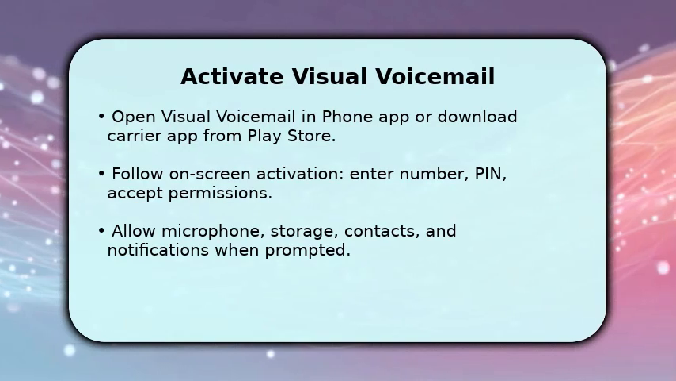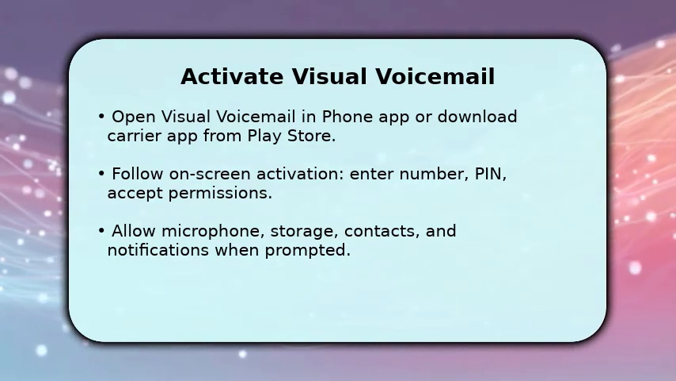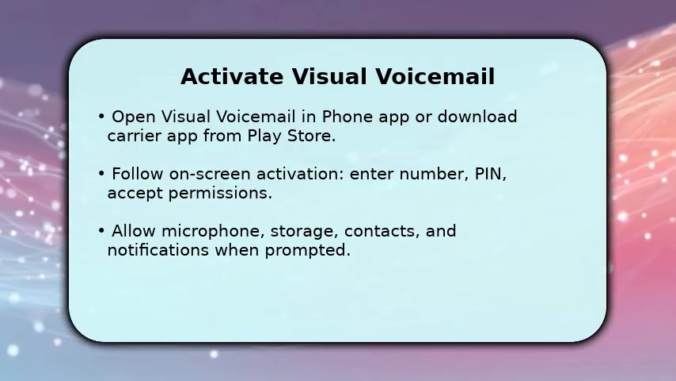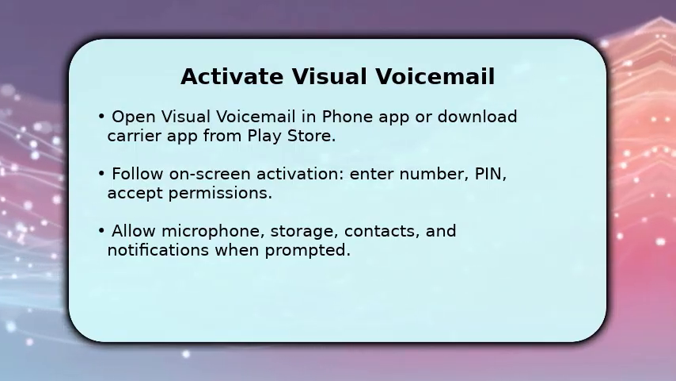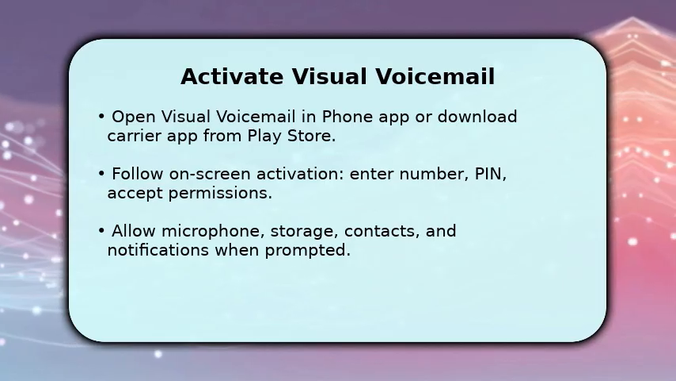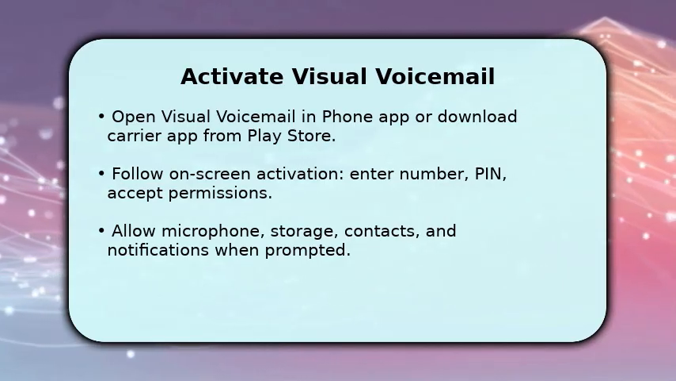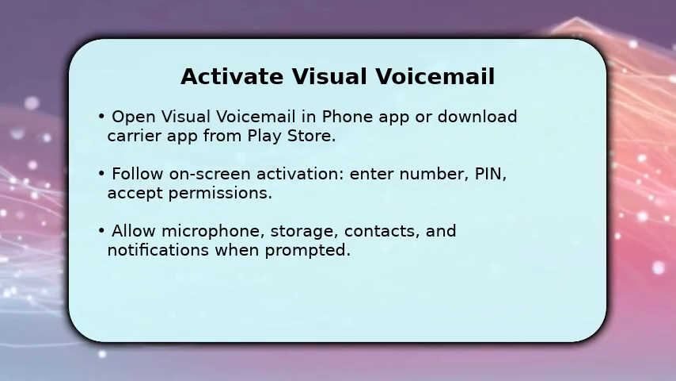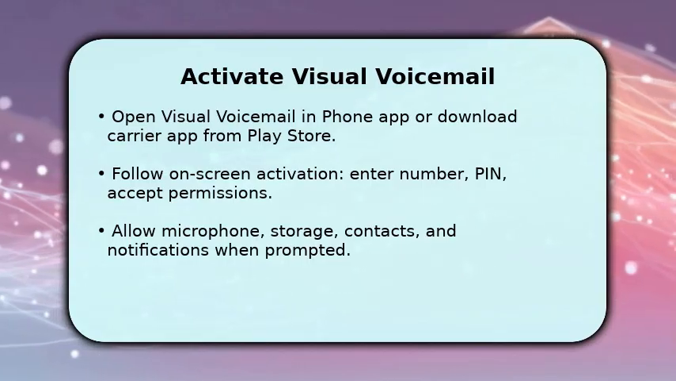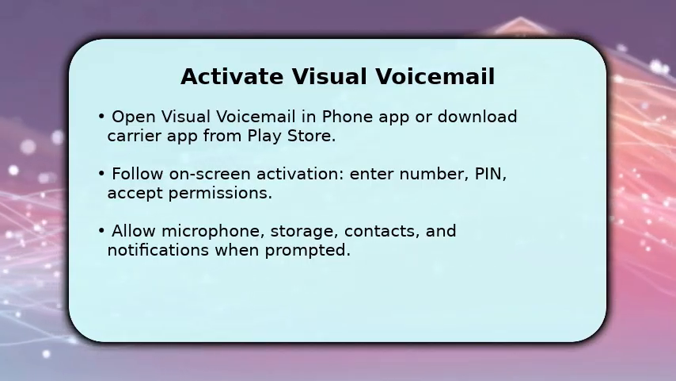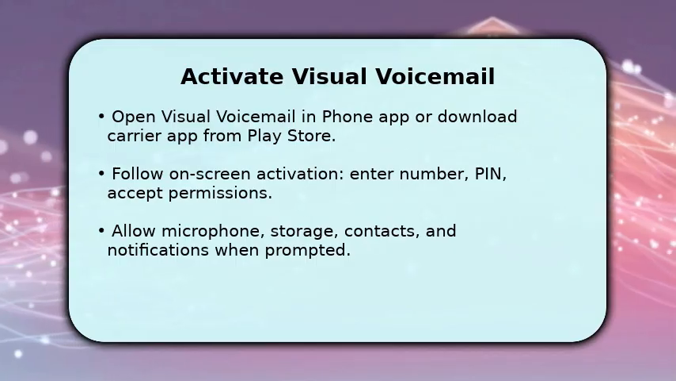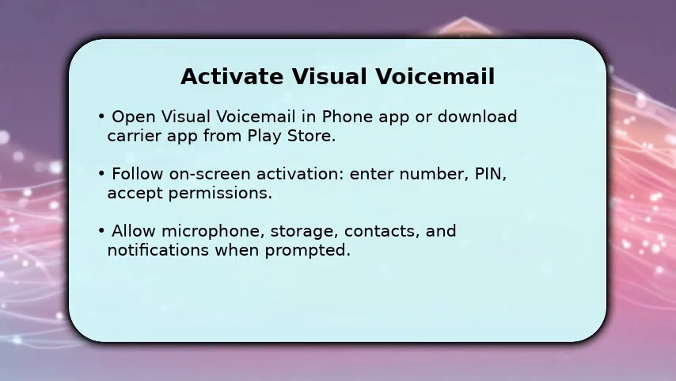You now activate visual voicemail by opening the visual voicemail section or installing the carrier's app. Tap to set up, enter your voicemail number and the PIN when asked, and accept permissions. The app needs access to storage and notifications to save and show messages. During this step, grant contacts or microphone access if the app requests it for transcription or playback.